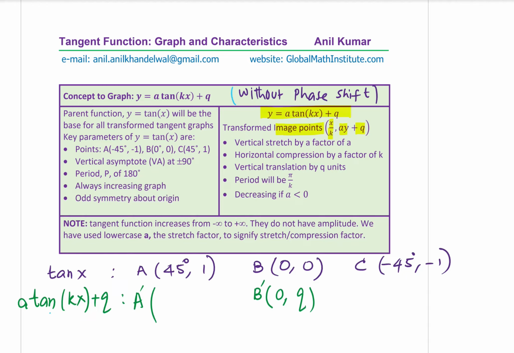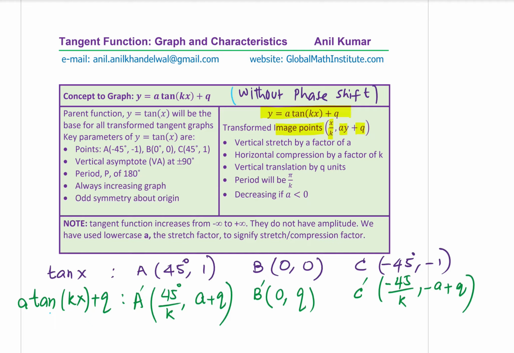Now let's see the image point for A. In this case, the x value will be 45 degrees divided by the k value, correct? And the y value, 1, will get multiplied by a, and to this we are going to add q. As far as C is concerned, it is similar to A: the image point will be minus 45 over k. So it's odd symmetry, you can see. The value of minus 1 indicates that the a value will get multiplied by minus 1, so it is minus a, and plus q we will get, correct? So these become the transformed points.